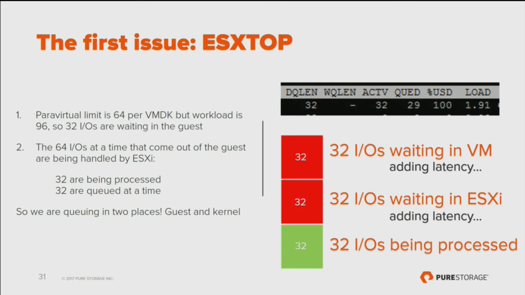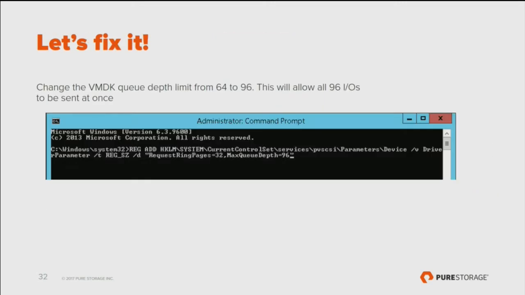So let's fix it. First thing we want to do is, I want to be able to get all 96 IOs at a time out of my VM. So I can go into my virtual machine. In this case, I'll do the example of Windows. It's a registry change, for Paravirtual, to change it from 64 to 96 or 256 or whatever you want to do.